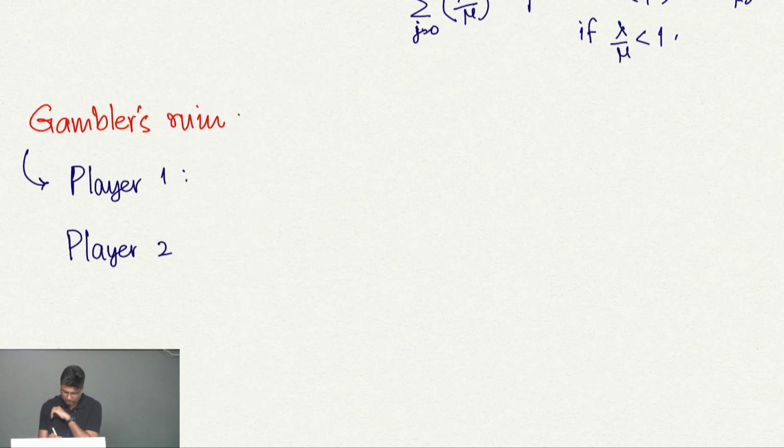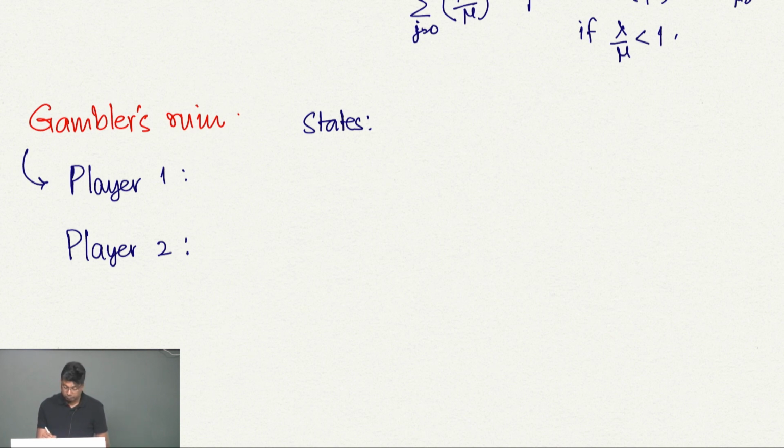So for player 1, the situation is that at each stage, you either win or lose. So it's against each player, right? One second. So I have to define a Markov chain based on this problem, right? What are the states?